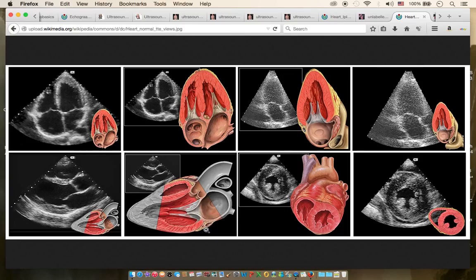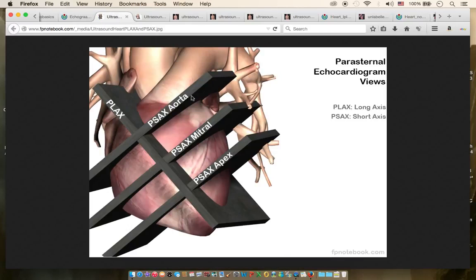How do we cut the heart in the parasternal short axis? Again, this is the picture. Here you see a parasternal short axis view, and you can get three pictures: at the level of the aorta, the level of the mitral valve, and the level of the apex, which is sometimes called the papillary axis. This is the short axis.